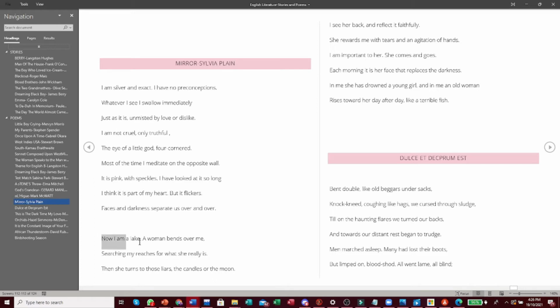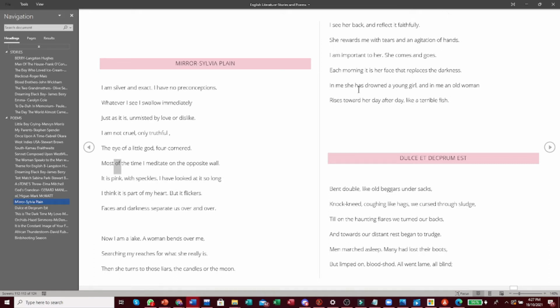Now I am a lake, a woman bends over me, searching my reaches for what she really is. Then she turns to those liars, the candles or the moon. I see her back and reflect it faithfully. So the lake is also saying, listen, I am truthful. I can show you how it is, what it is. I reflect her back faithfully, which also indicates that the candles and the moon are not reliable because of their light. Their light is dim. It's almost like a shadow of what you really look like, where the lake is showing you exactly what you look like, right?